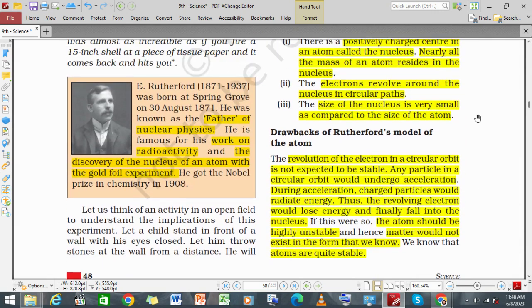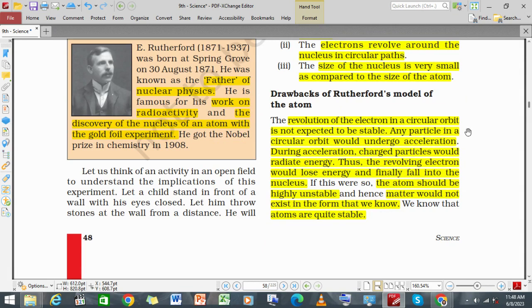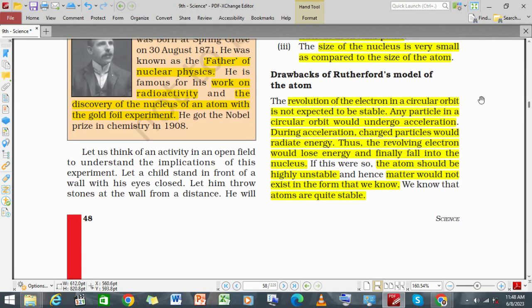Now, these were the complete observations made by Rutherford. It was very important, and it completely changed the outlook and brought some constructive changes in the atomic theory. All right. Now, what were the drawbacks of the Rutherford model?